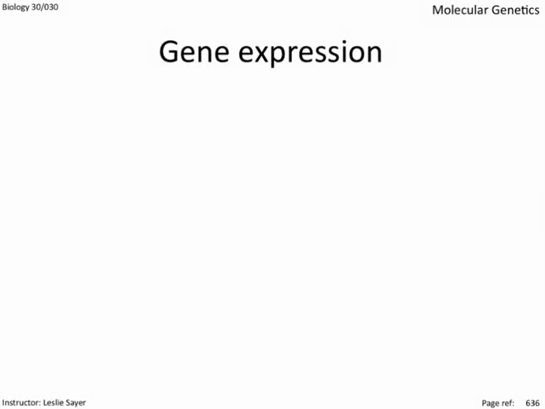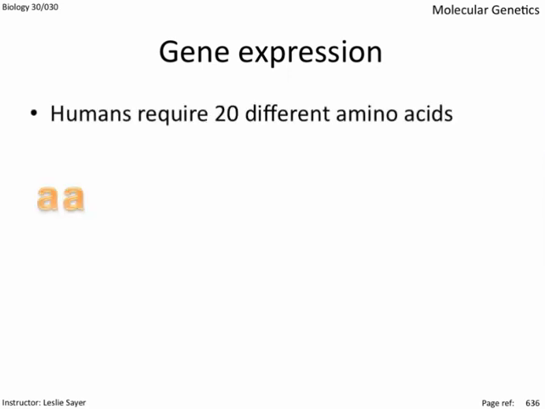Gene expression. In the same year Watson and Crick published their model for the structure of DNA, Frederick Sanger at the lab of the same university showed that amino acids were the building blocks of proteins. Humans require 20 different amino acids. Some are made by the normal metabolic processes of the body, and some can only be derived from the diet.